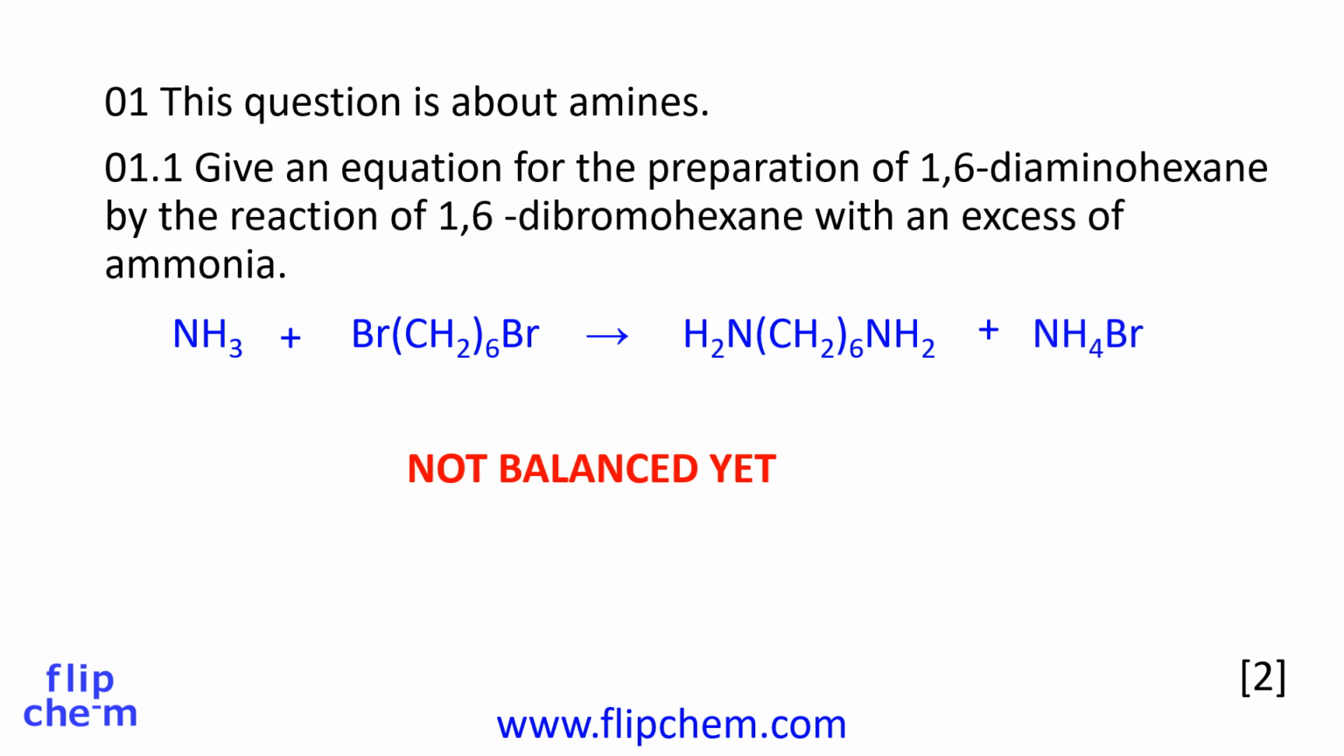Bromide ions are also formed. We'll take a look at the mechanism to show the formation of the products in the next part of the question. The inorganic product is ammonium bromide, NH4Br. The correct balanced equation is shown here in blue.